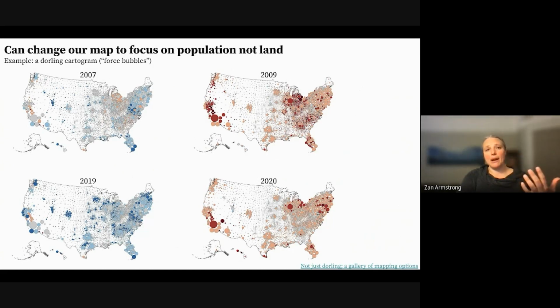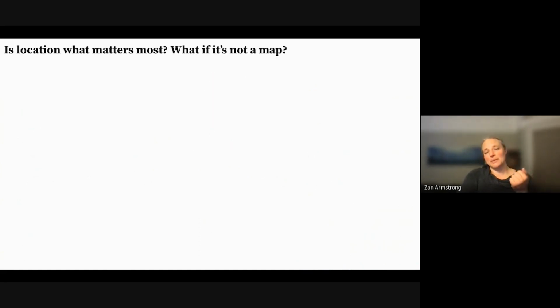And this is a great way to compare and contrast. These are Dorling cartograms or force bubbles. There's also a lot of other types of maps. There's a whole great set of research and amazing examples. But this also might lead us to wonder, well, what other options do we have? We've learned a lot from the map, but what else might we want to know?